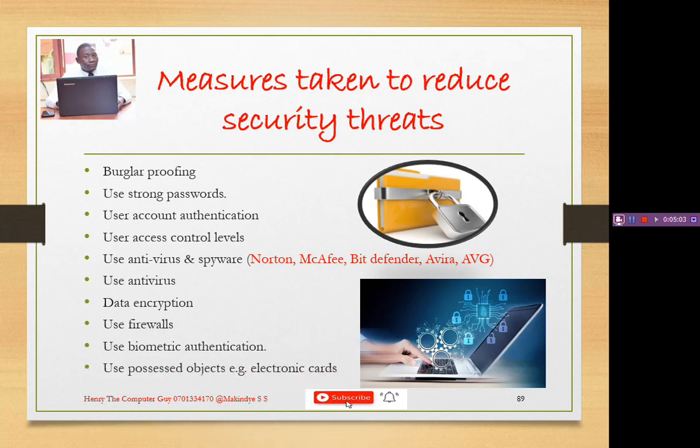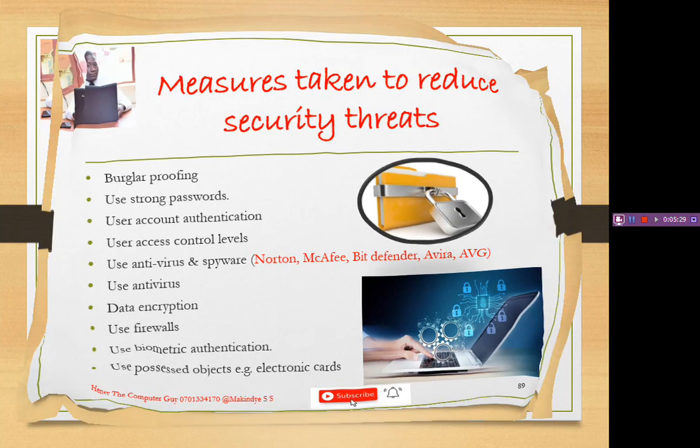Use of possessed objects, for example electronic cards. For someone to access, let's say, a building, they have to swipe the card, then they are given access to the building. I told you earlier that whenever you go to some hotels, they'll give you those cards to access the hotel room that they have actually reserved for you. So you can also give your employees what we call possessed objects. We continue.